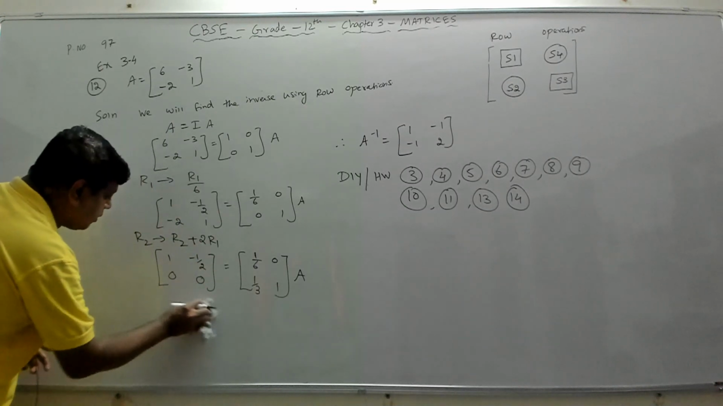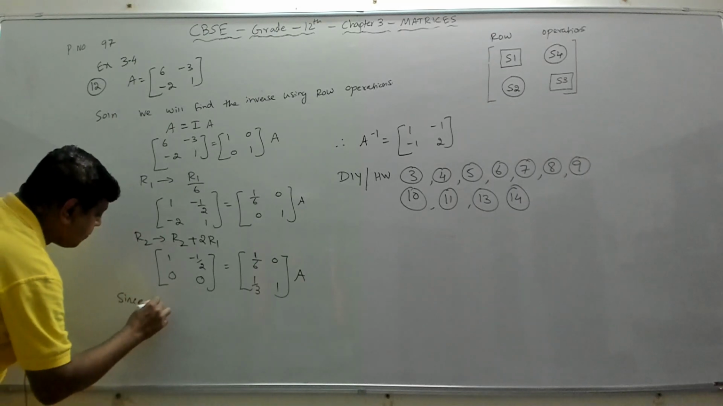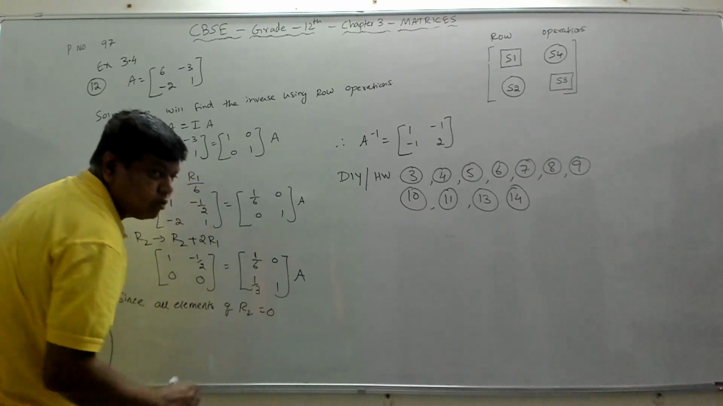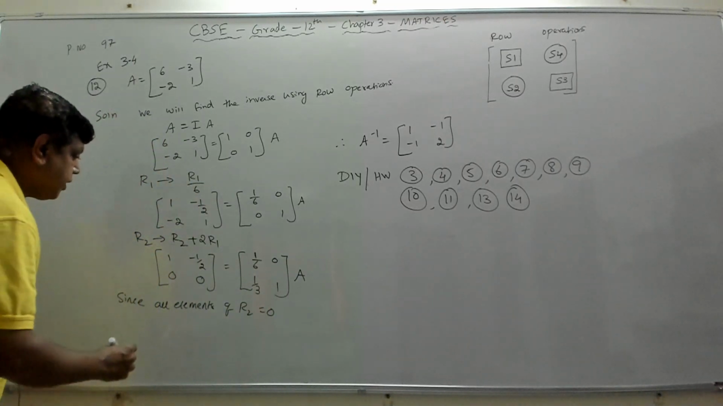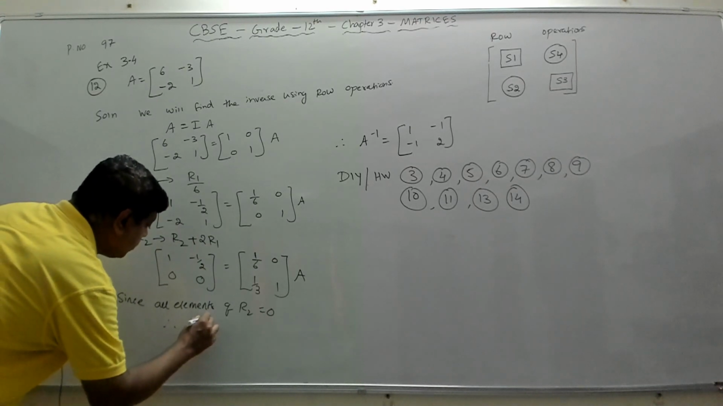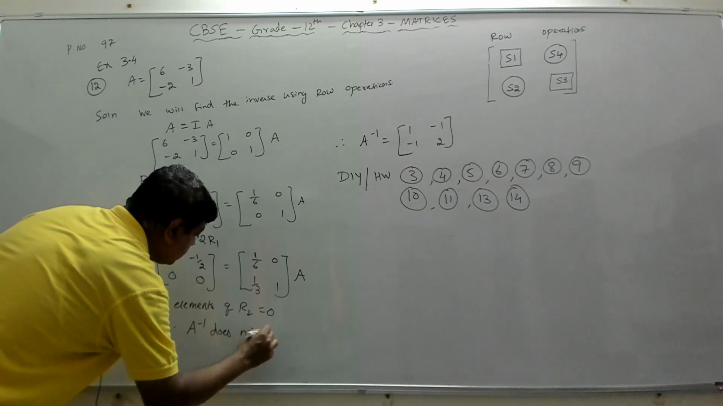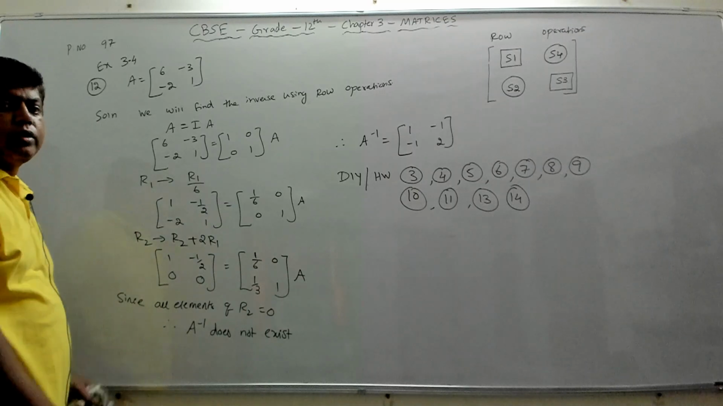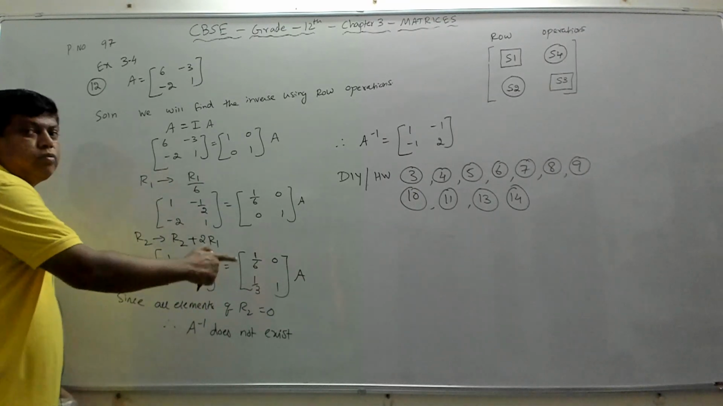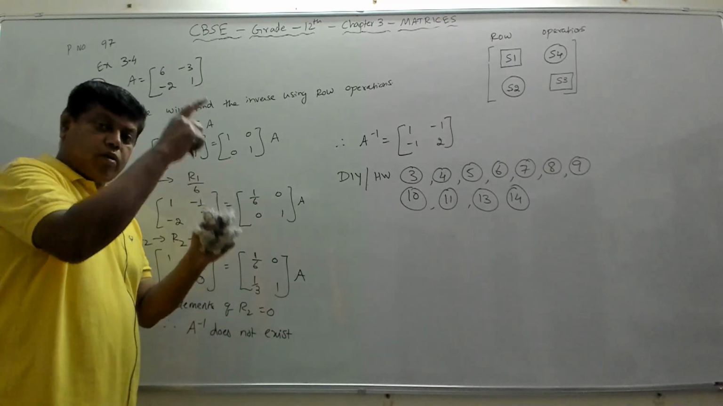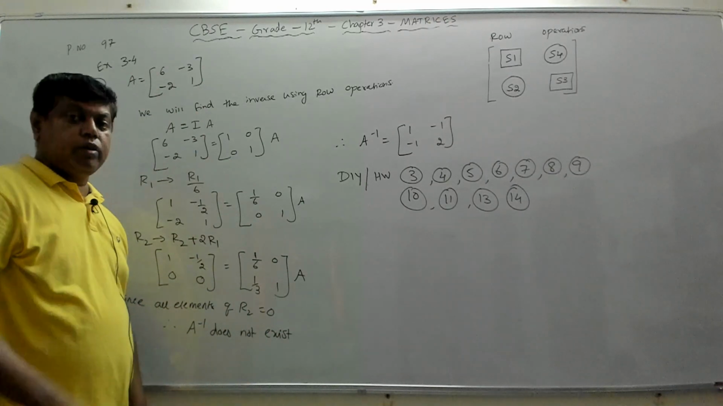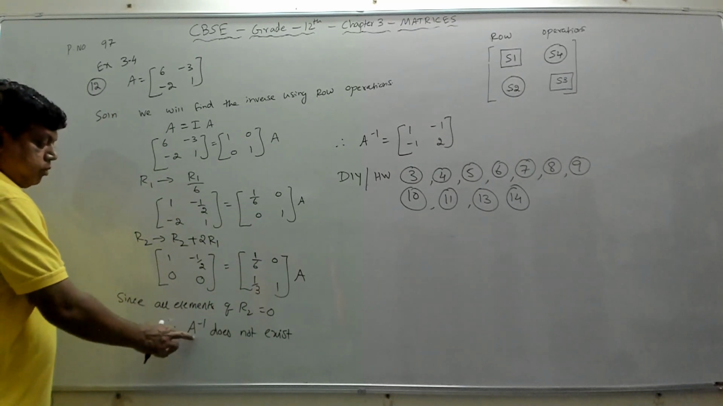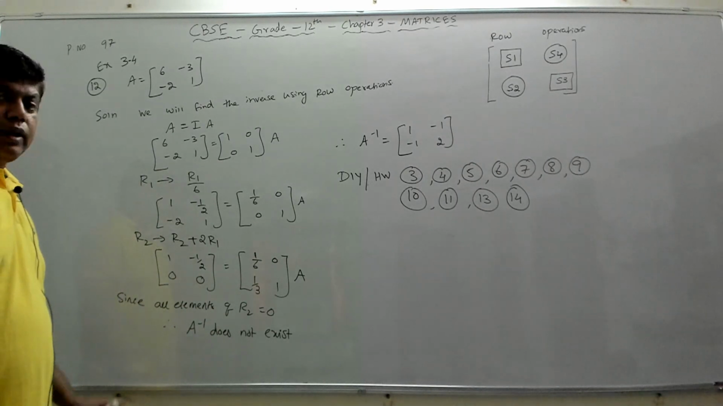Now we can give the reason. Since all the elements of R2 are 0, therefore A inverse does not exist, which means this given matrix A does not have an inverse because we got a row where all the elements are 0. Sometimes we will get all the elements of a particular column as 0. In that case also we should stop and say inverse does not exist.